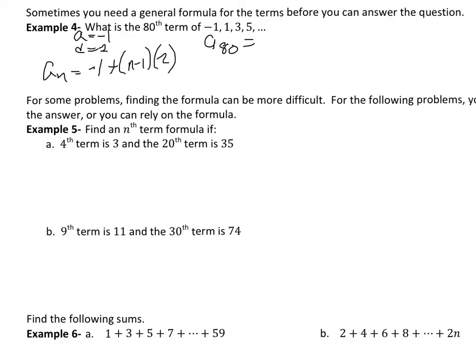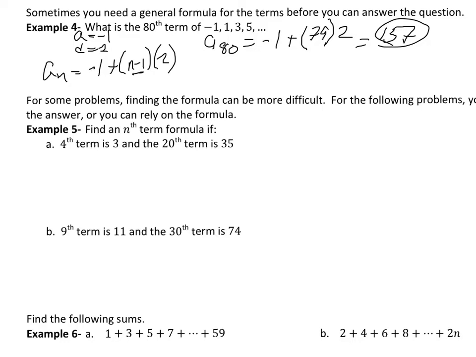Okay, but I can also just plug 80 into this. So I get negative 1 plus 80 minus 1 is 79 times 2. So 79 times 2 is, say, 158 minus 1. There's your 80th term right there. Why did you get 79? Because this was n minus 1, and n is 80, so in the 80th term. Okay? Absolutely. That's the beauty of it, Austin.